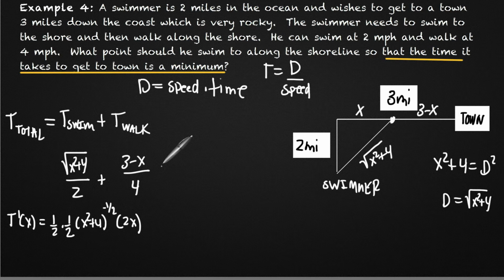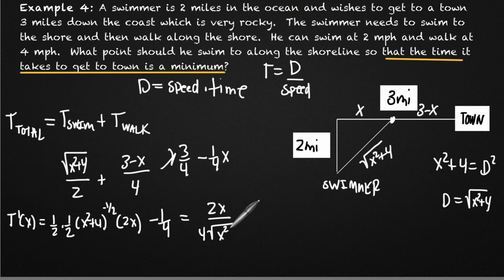Now here, I'm going to break this up into 3/4 minus 1/4 x. That way it's easier for me to take the derivative of this. All I did was divide the 4 into both. So the derivative of 3/4 is just 0. It's a constant. The derivative of this is linear, so that's going to be -1/4. Okay, so let's see what we have here. 1/2 and 1/2 is going to be 1/4. And then I'm going to have a 2x on the top, and then 4 times the square root of x squared plus 4. And that's going to be -1/4. And now I want to set that equal to 0.